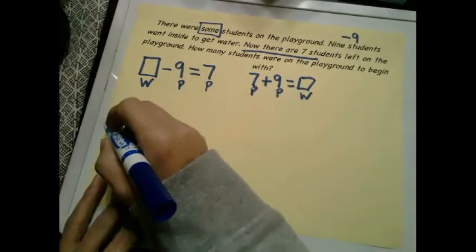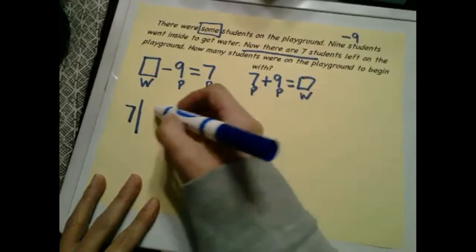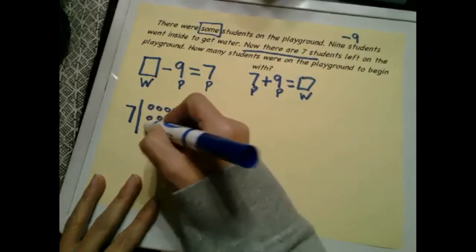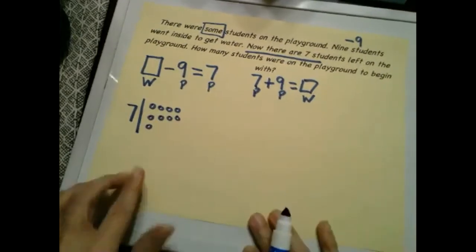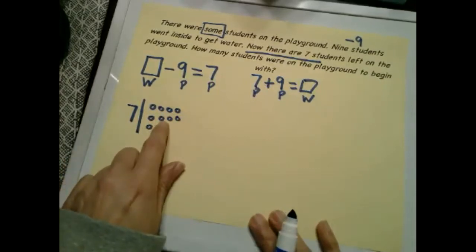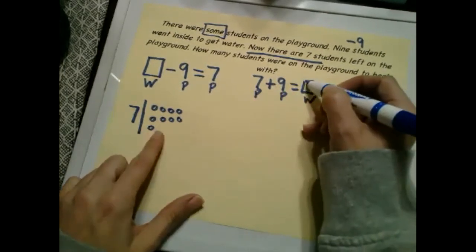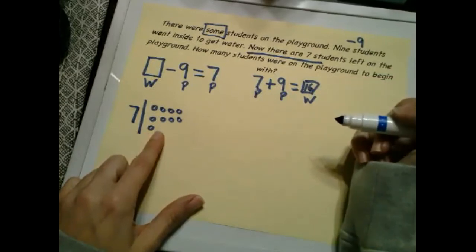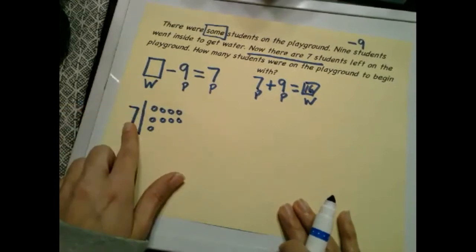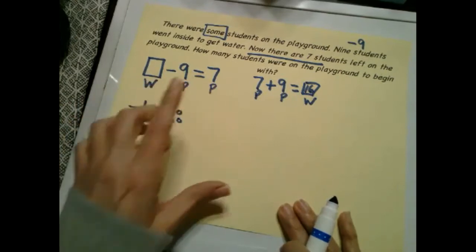I saw where someone started with 7 and they added 9 more. 1, 2, 3, 4, 5, 6, 7, 8, 9. 7, 8, 9, 10, 11, 12, 13, 14, 15, 16. So 7 plus 9 is 16. I can check my work by thinking about this other problem. If 7 plus 9 equals 16, then 16 minus 9 should equal 7.